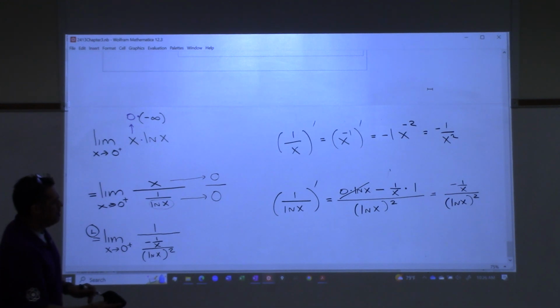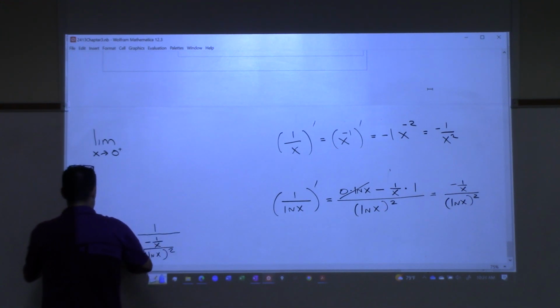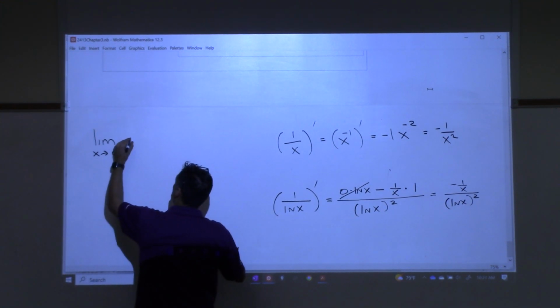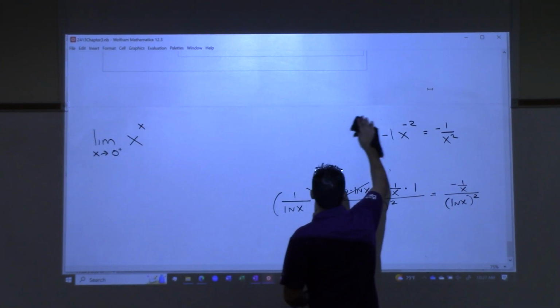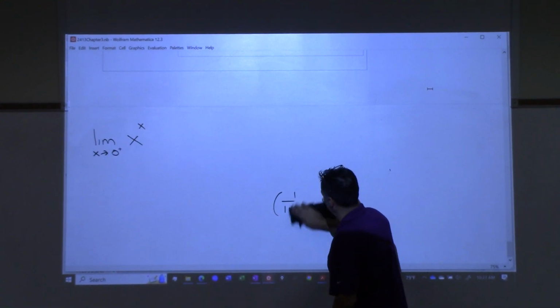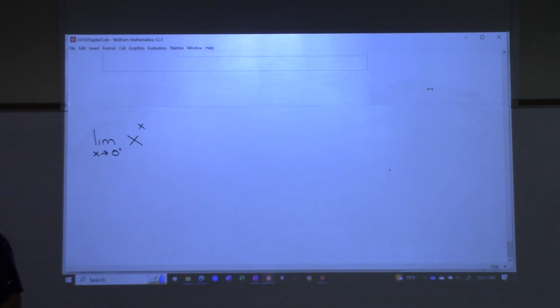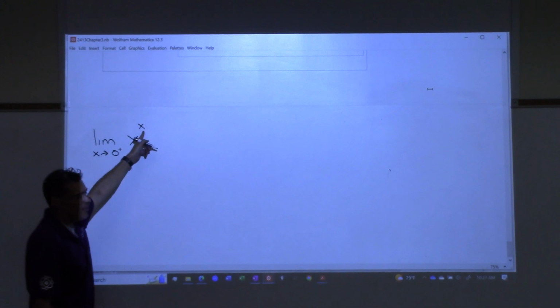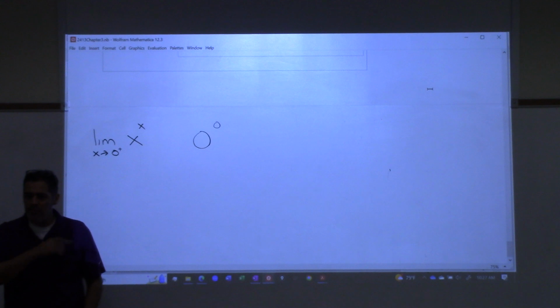Let's look at another indeterminate form. How about this one? x to the x. Limit as x goes to 0 of x to the x. So what form do we get here? If I let the base go to 0 and the exponent go to 0, I get 0 raised to the 0. That is an indeterminate form.